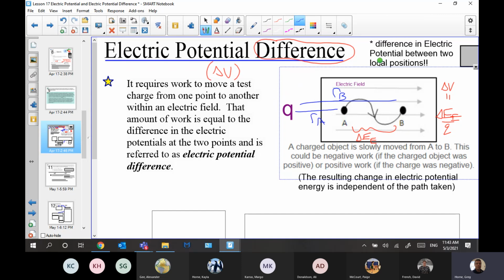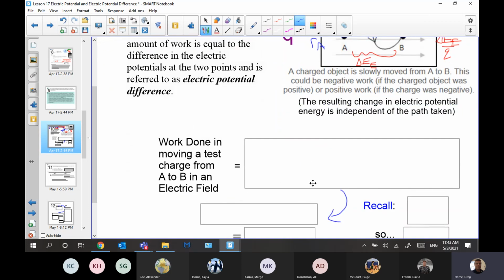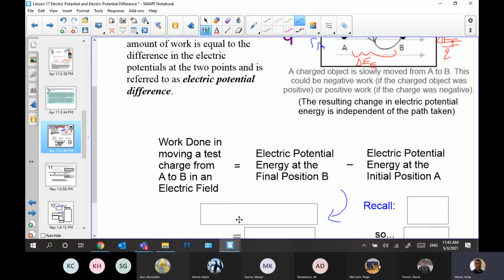And so of course, you could find the difference. We're talking about the difference between two local spots. We still know that any difference is a final minus an initial, so delta anything is final minus initial. So we're talking about the electric potential energy at B, the final spot, minus the electric potential energy at A.